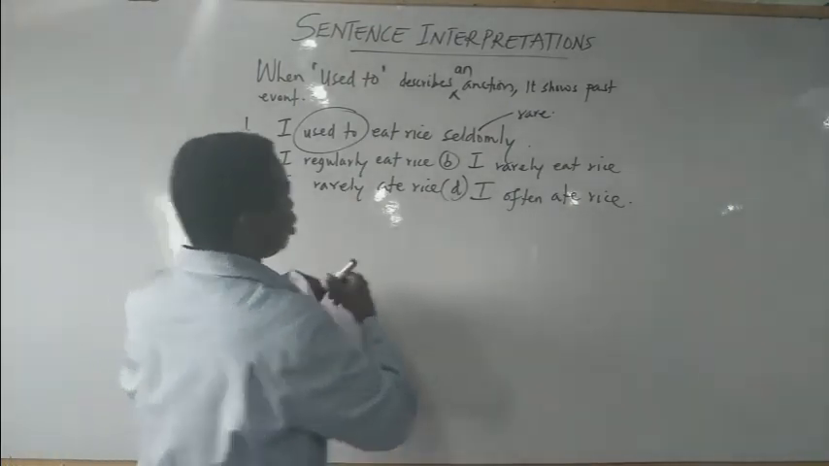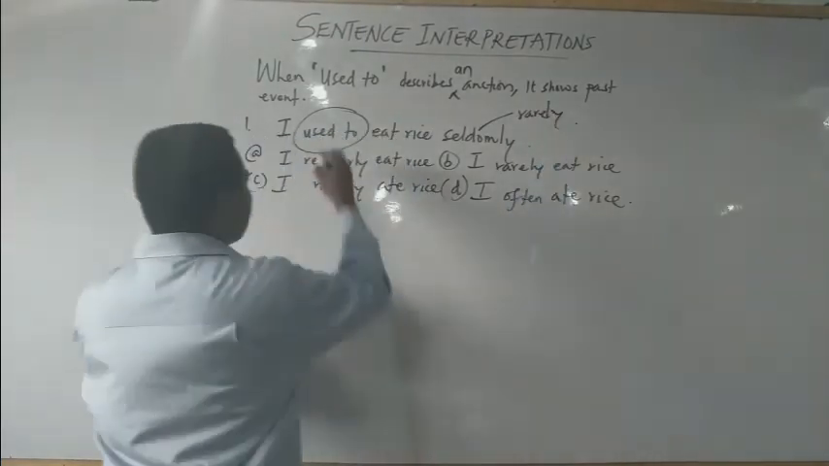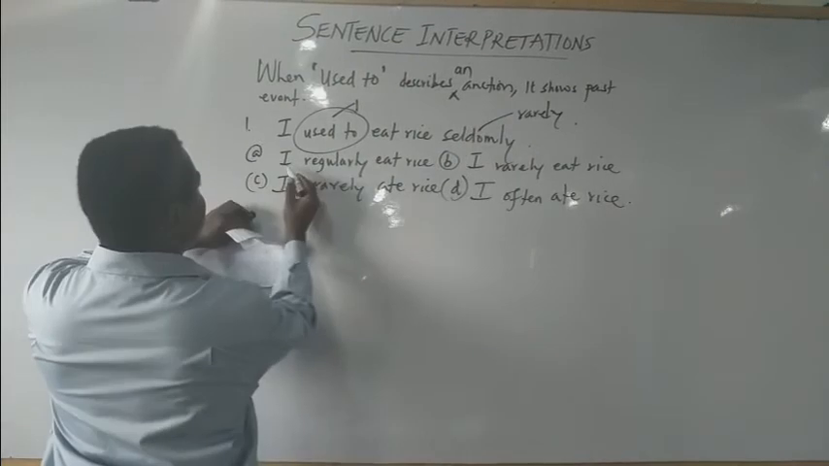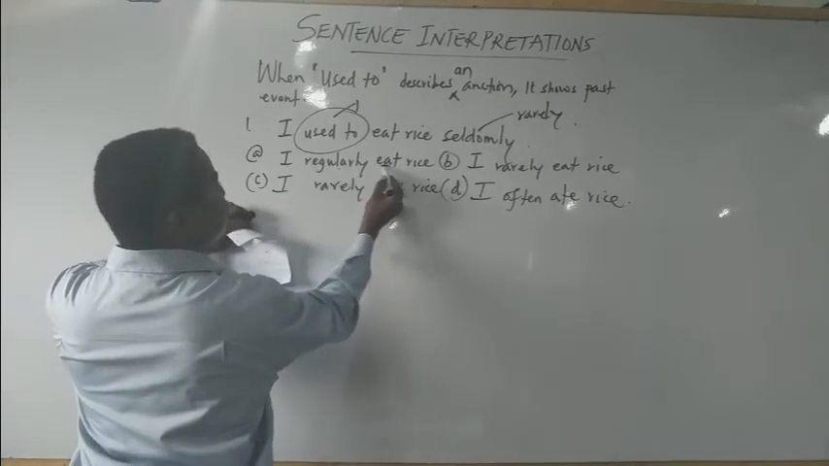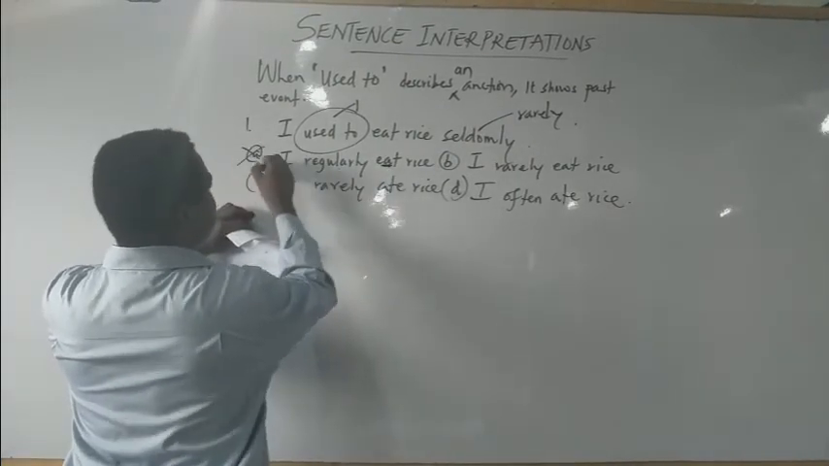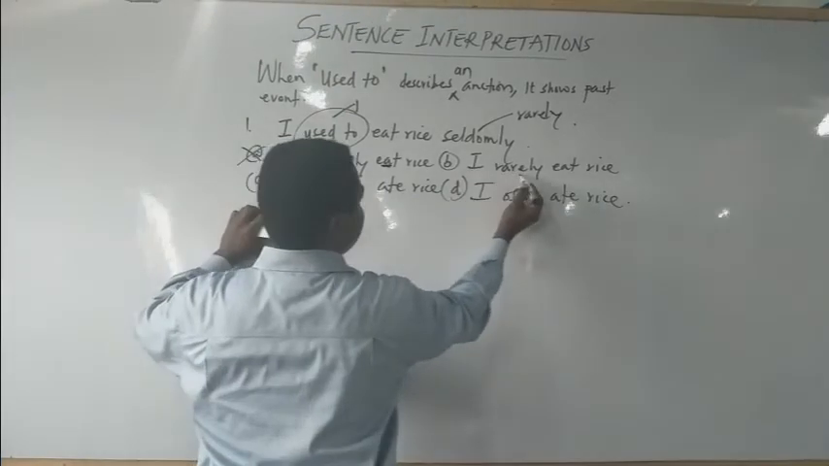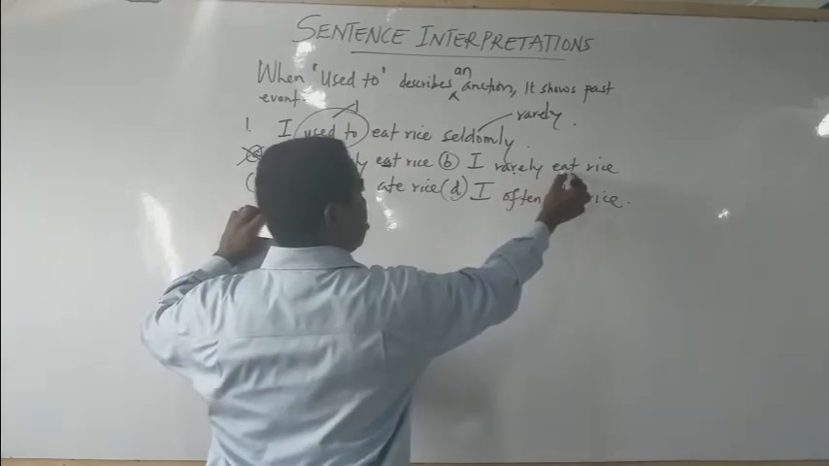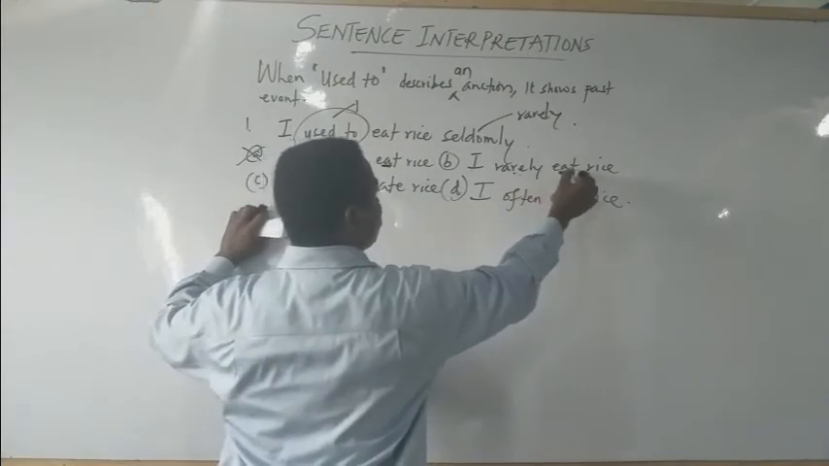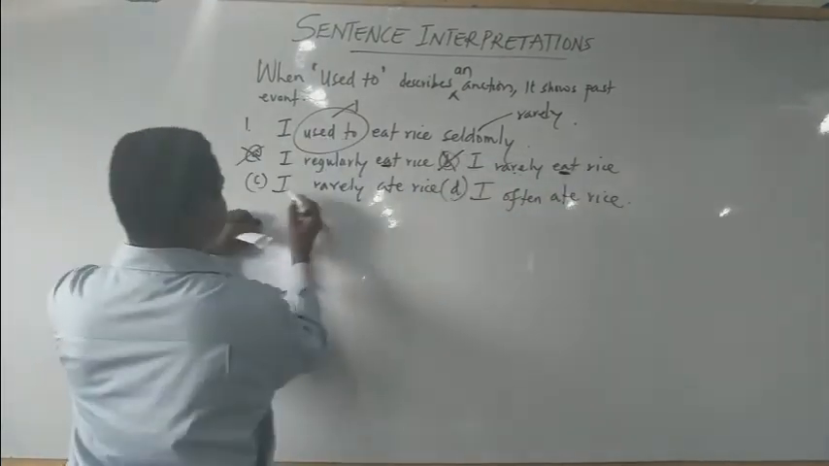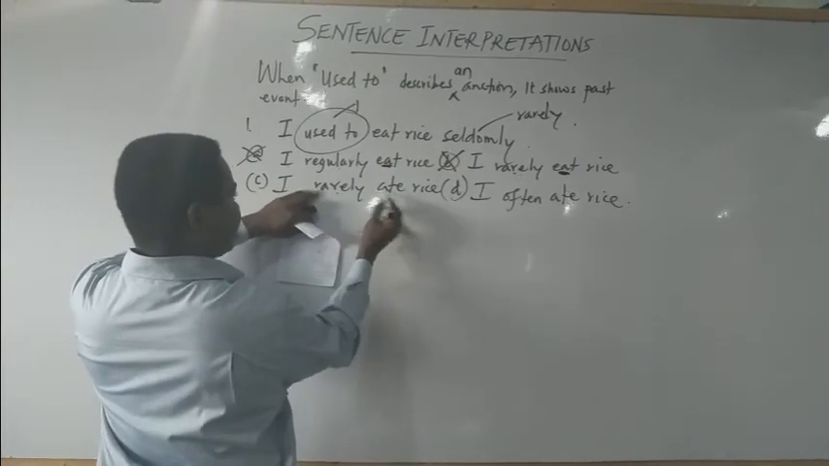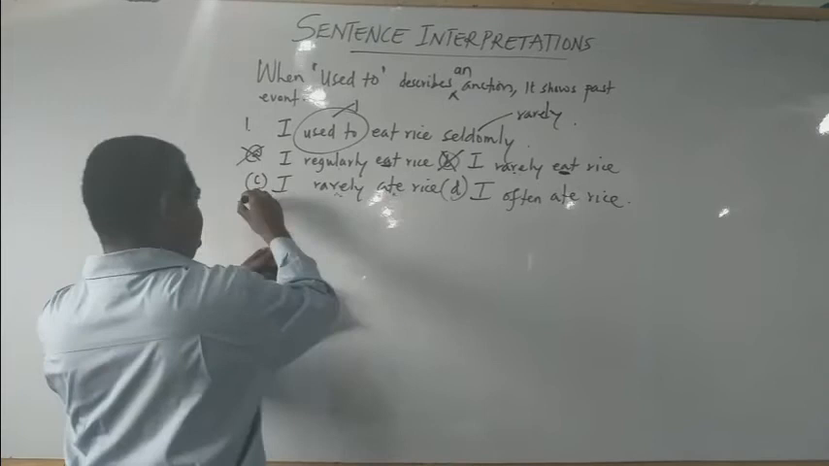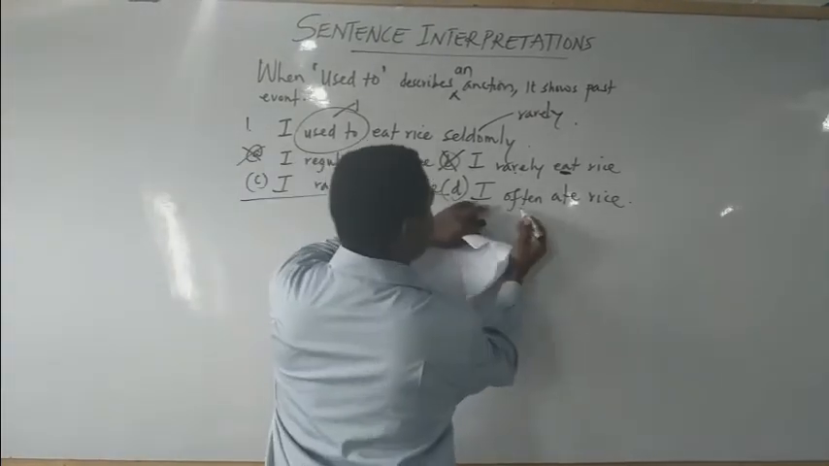So this will be rarely, and this one is past. Now check. I regularly eat. Can you see eat? Present tense. That will be an error. I rarely eat, this one is correct, but this one is an error because it's in present form. Rarely, correct. Ate, past. That's correct. That's D.